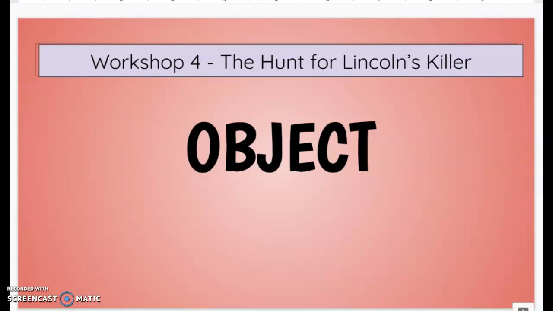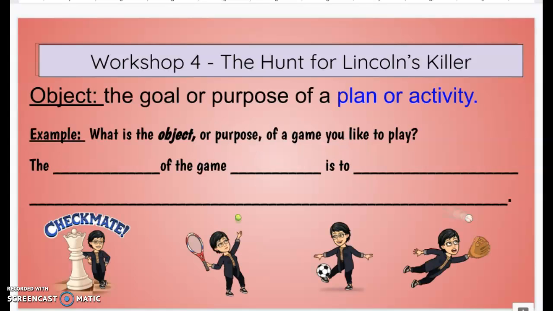Our second word is object. Now, this is going to be a little bit different word than what we have typically used the word for. In our workshop text, the word object has a different academic meaning. When we talk about an object, we usually talk about a thing that can be seen or touched. So again, for the purpose of this workshop, the word's going to have a different meaning. An object just really means the goal or purpose of a plan or activity.